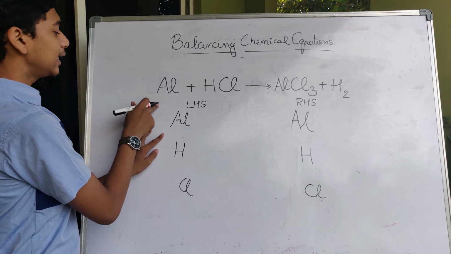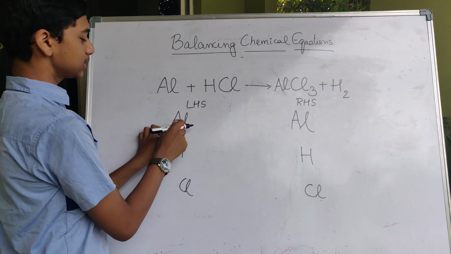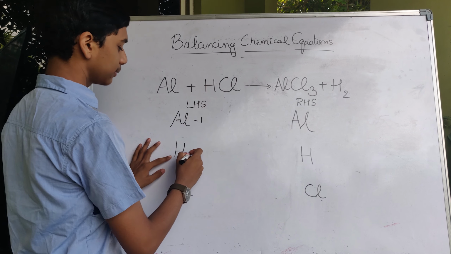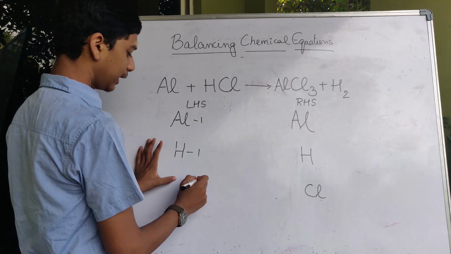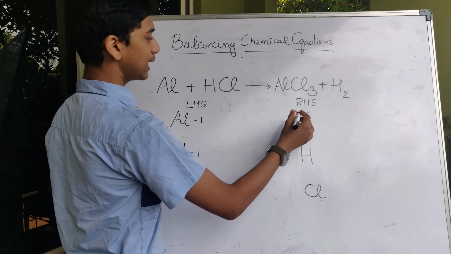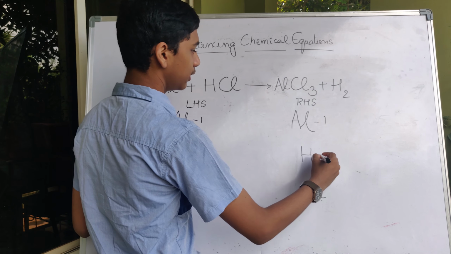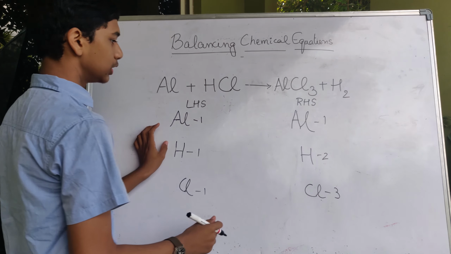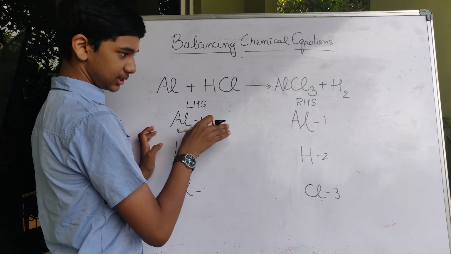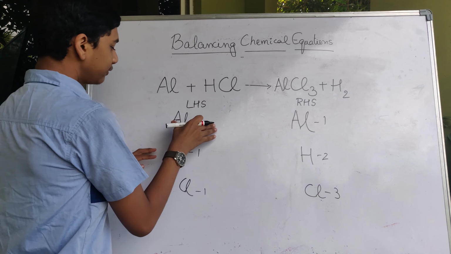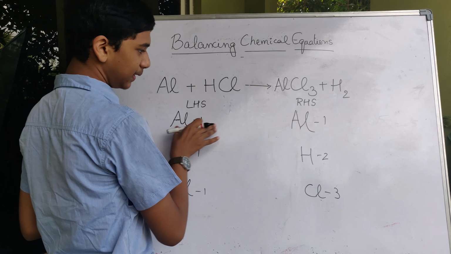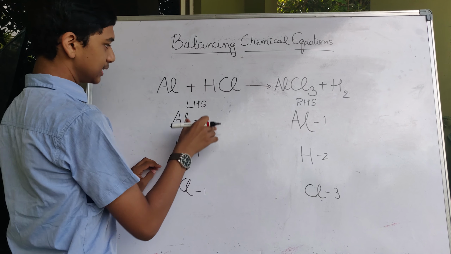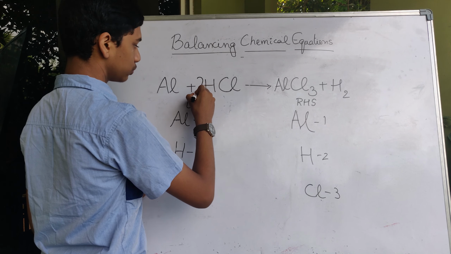Now, on the left hand side, denote the number of atoms aluminium has. That is 1 atom. Hydrogen, 1 atom. And chlorine, 1 atom. On the right hand side, there is 1 aluminium atom, 2 hydrogen atoms and 3 chlorine atoms. So, when we equate both of these, we have balanced the equation. Firstly, aluminium has already been equated. So let us move to hydrogen. To equate both of these, simply multiply this with 2.